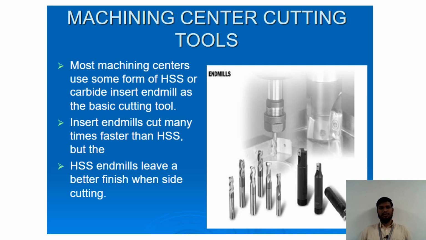Machining center cutting tools. Machining center cutting tools are generally multi-point cutting tools which have more than one cutting edge, and each one of them acts as a single point cutting tool while it is in operation. Most machining centers use some form of high-speed steel or carbide inserts and mills as the basic cutting tool. Insert mills cut many times faster than high-speed steel, but high-speed steel mills leave a better finish when side cutting.